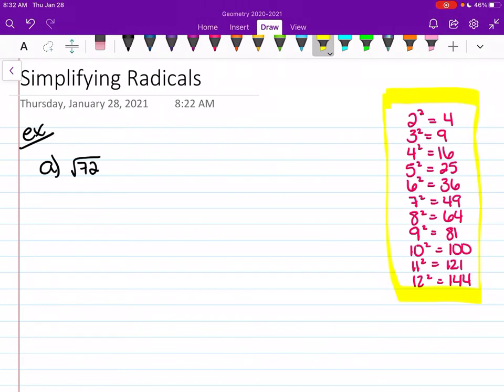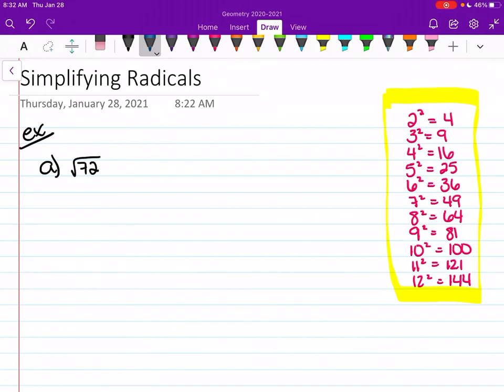I wrote them down. So 2 squared is 4, 3 squared is 9, then we get 16, 25, 36, 49, 64, 81, 100, 121, and 144. So you should have those memorized. And if you want to make a list for yourself at the edge of your paper, that's also pretty helpful.